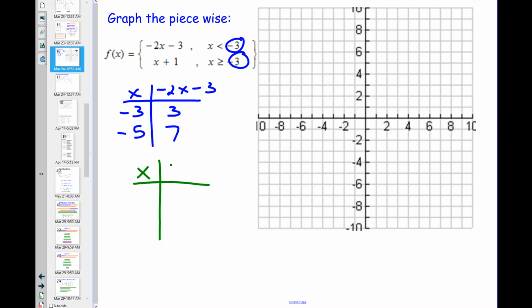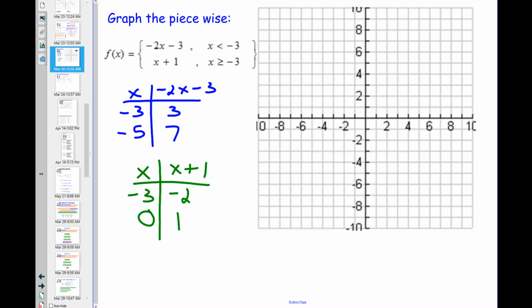Then the second piece is just x plus 1. Again, I want to use the endpoint, which happens to be negative 3 also. But since I don't have any other endpoints, I can just pick any other point that's in that domain. What input would you like to use that falls in that domain? I love 0. Nobody said that last period. Anytime I get a chance to plug in 0, I love 0. 0 is my favorite. Negative 3 plus 1 is negative 2. Yeah, that gives me 1.